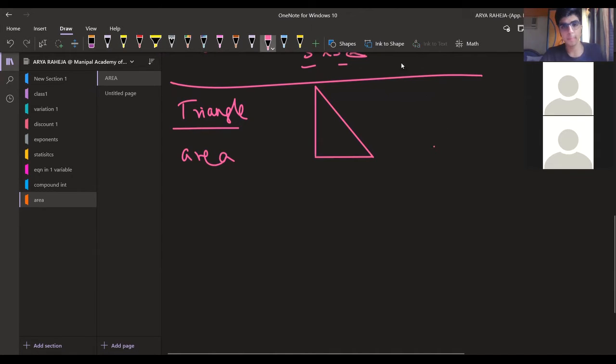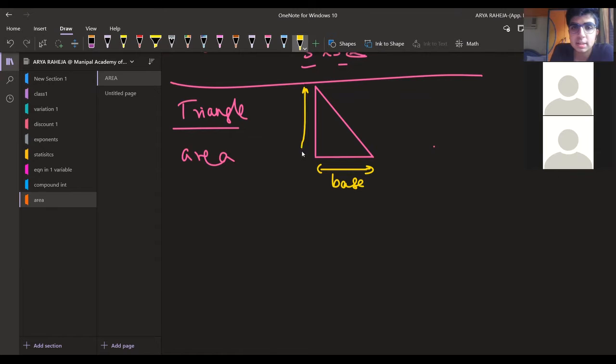हाँ, okay, so this is a triangle where this thing is called the base. ठीक है, base मतलब जो नीचे का है base, right? And ये ऊपर से नीचे, this is called the height. ये draw कर लो. हाँ, so this is called the height. So the formula for area of a triangle is half into base into height.